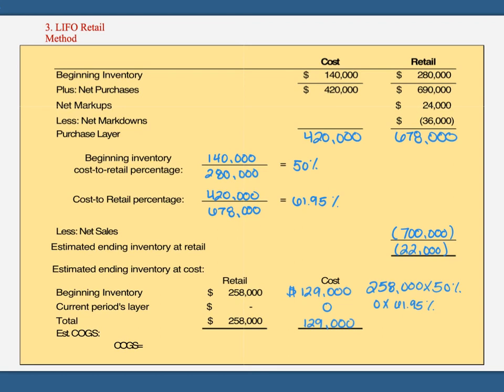So we found that. Now let's find cost of goods sold. For cost of goods sold, we need to take our beginning inventory, 140,000, and include our net purchases, 420,000. That's 560,000. We subtract our ending inventory that we just found, 129,000. That's going to give us a cost of goods sold of 431,000 under the LIFO retail method.